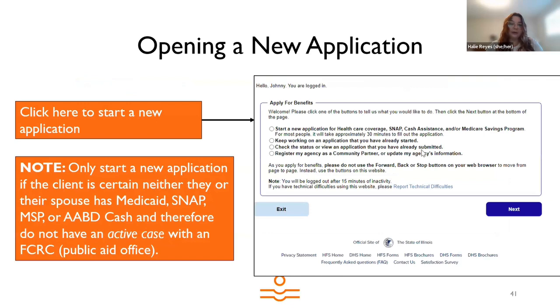All right, so once you do that, it'll allow you to open a new application. You'll have options here: start a new application, keep working on an application that is currently in process, or check the status of a previously submitted application. When you have a client that has no active cases, you select start a new application.